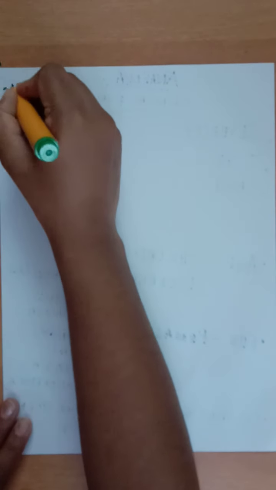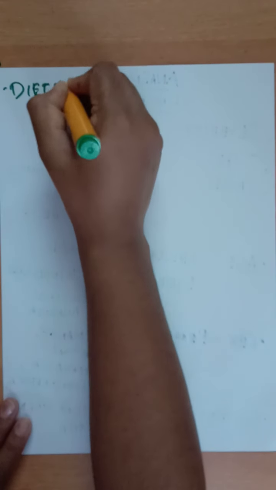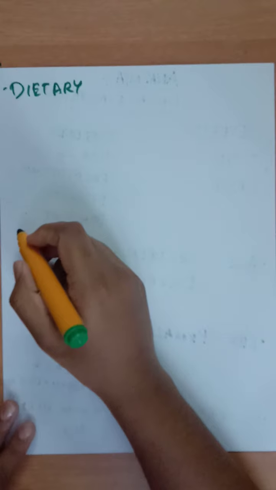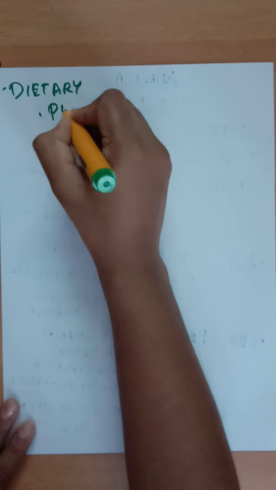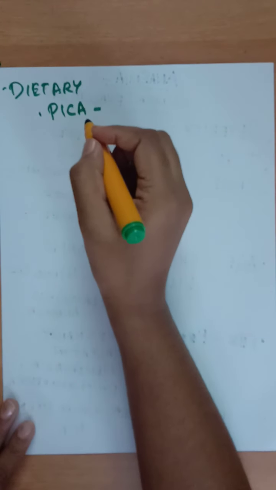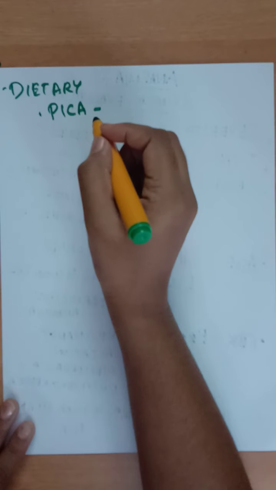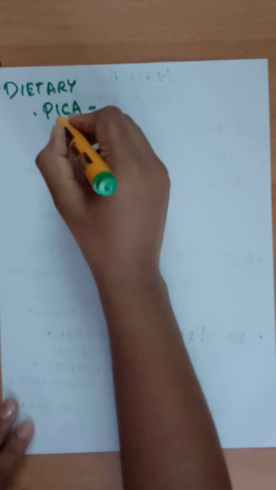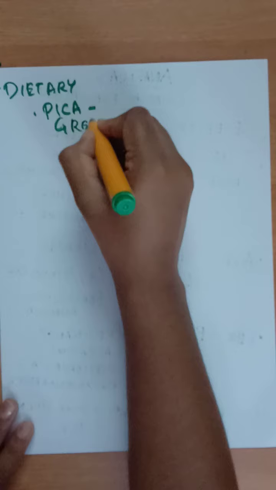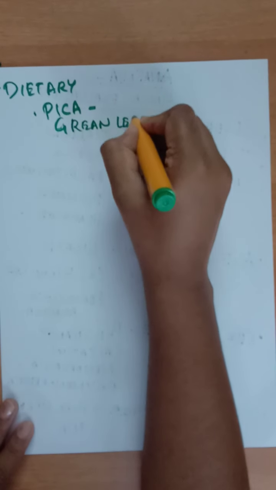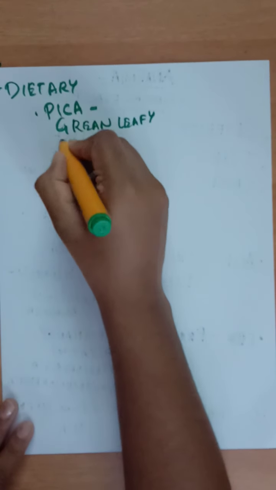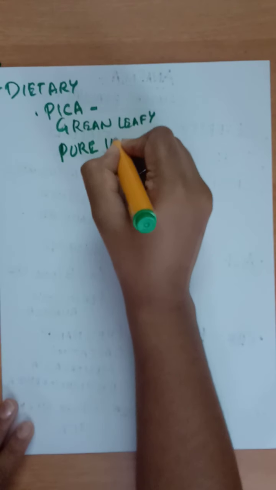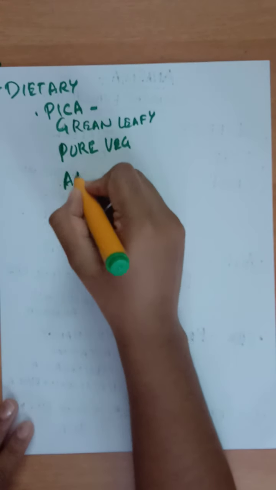And next, dietary history. We have to ask for history of pica, that is clay, dirt or sand, ice and all, and inadequate intake of green leafy vegetables, and whether pure vegetarian or not. Then about alcoholism.